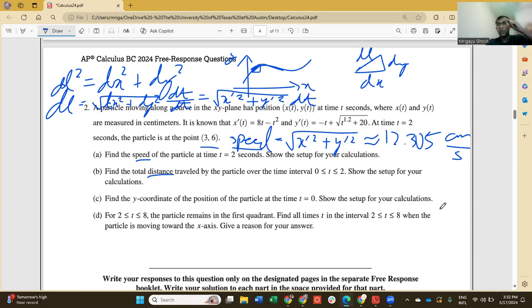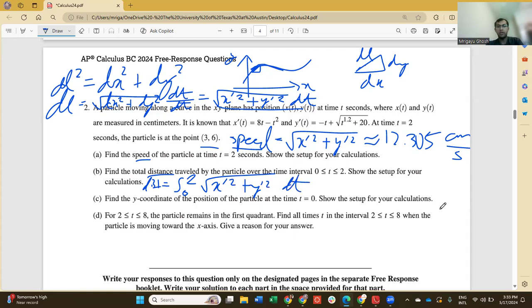But speed is the rate of change of your distance, right? So it's dl dt. That's what we found here. Speed is dl dt, and this right here is actually dl. So now I can integrate that. So the total distance would be equal to the integral from 0 to 2 of the square root of x prime squared plus y prime squared dt. And again, this is something you just plug in the calculator.